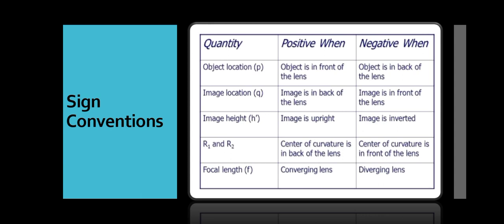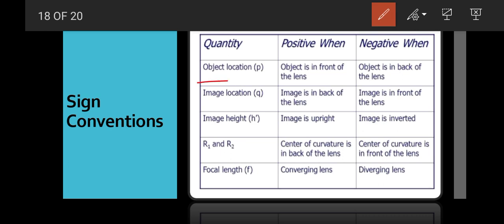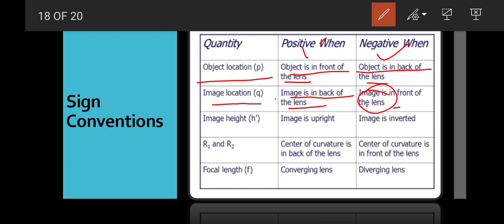Here are the sign conventions for both of the lenses. As you know, this lens equation is used for both lenses, so some sign conventions must be used in order to tell whether it is for a convex lens or a concave lens. Object location: if the object is in front of the lens, it is taken as positive. If the object is at the back of the lens, it is taken as negative. Image location: if the image is at the back of the lens, it is positive. If the image is in front of the lens, on the same side as the object, it is taken as negative.